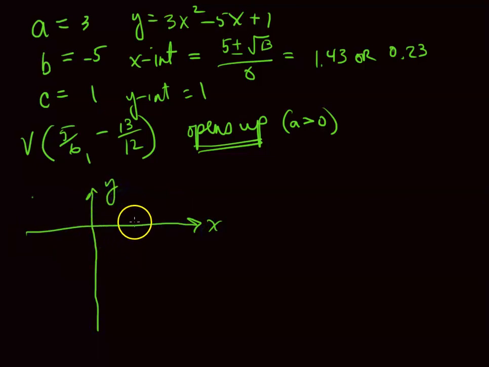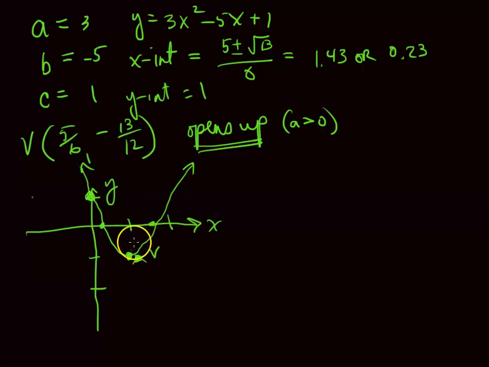So we're going to go over 5/6, which is like 1 1/6, right? And down 13/12, which is like a negative 1. So 5/6 and a negative 1 someplace here. That's the vertex. It opens up. So at 0.23, like 1/4 of sort of, almost, and 1 1/2, someplace here. Oh, 5/6 should be over here a little bit. Okay, that makes more sense. The y-intercept is 1, so it looks something like this.